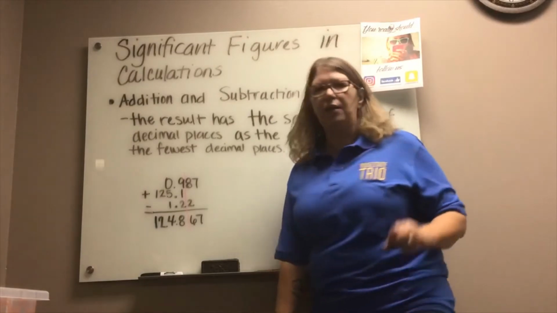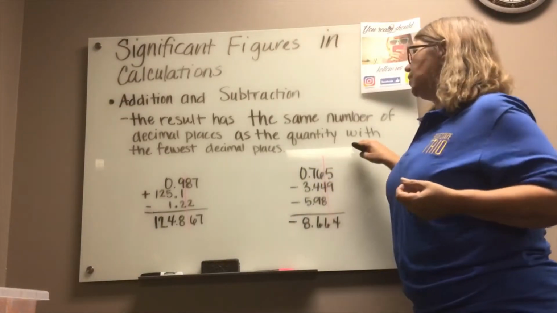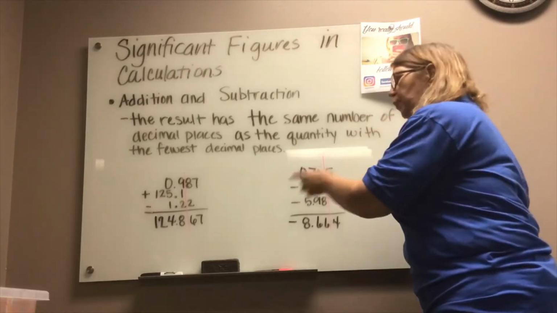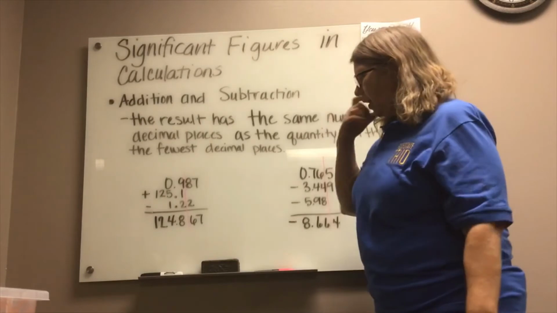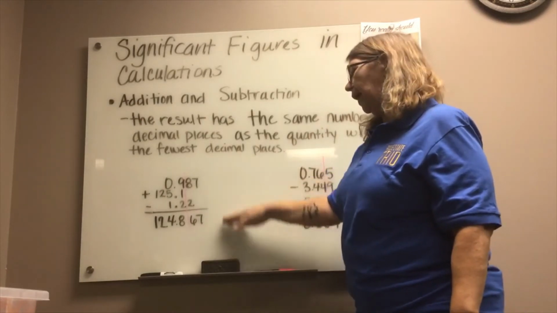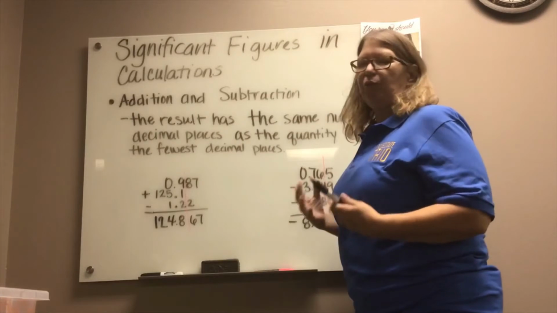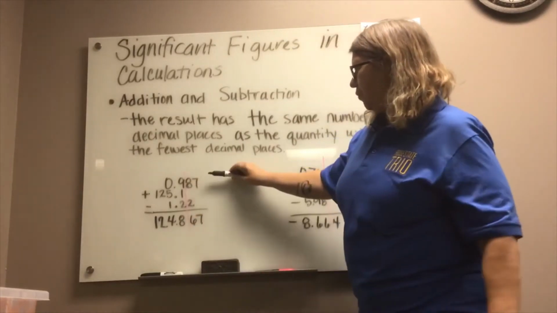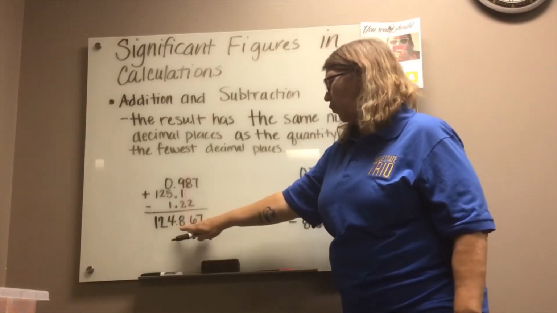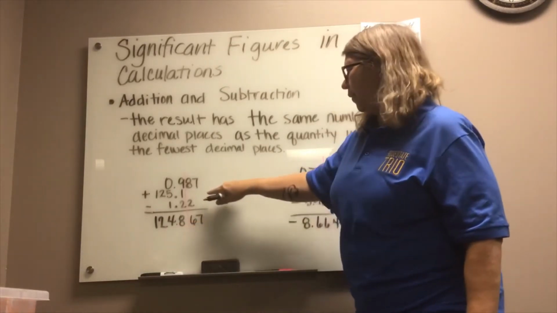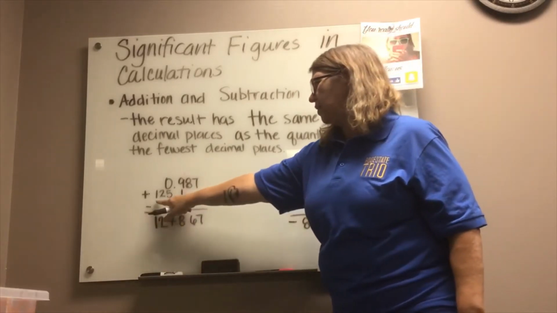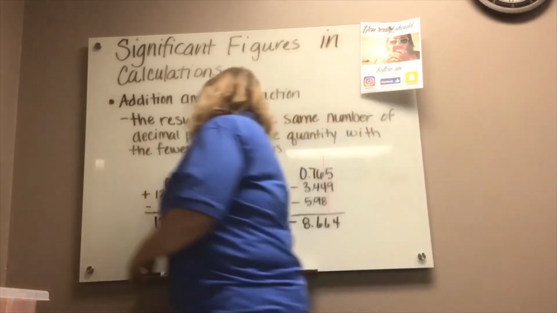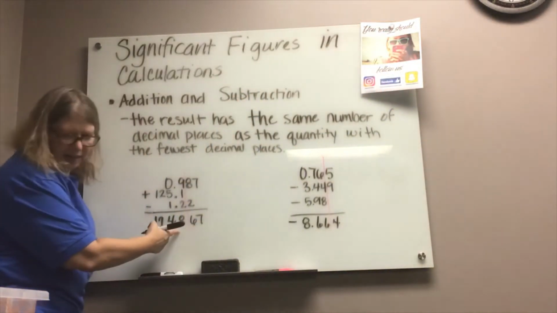Okay, so with addition and subtraction, the result has the same number of decimal places as the quantity with the fewest decimal places. So I've put 2 examples up here, and so that I can keep my place and determine the factor with the fewest decimal places, I've just drawn a line down here. So when I do my calculation, I come up with 124.867. My factor with the fewest decimal places is this one right here, 125.1. So my answer is going to have 1 decimal place.